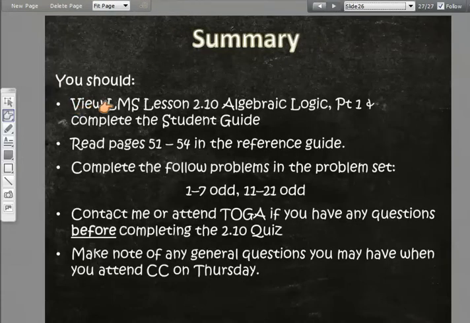What you should be doing after you watch this video, of course, is read through the LMS Lesson 210, completing the study guide. Also refer to pages 51 through 54 in your reference guide, and work these problems in your problem set. They're really going to help you pass the quiz and do well on it.